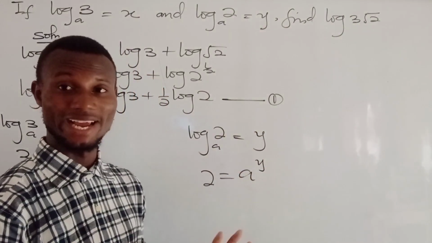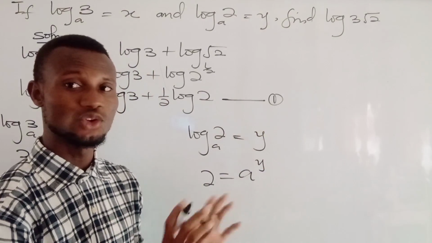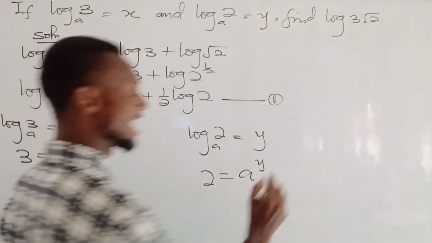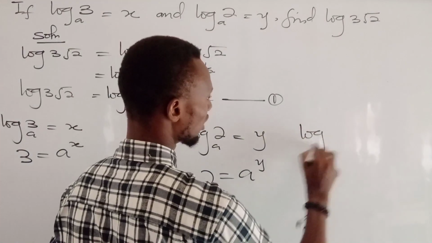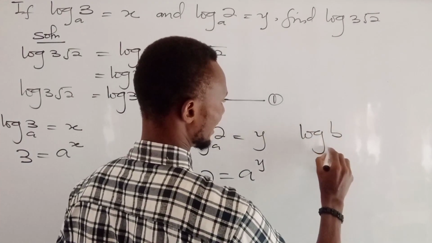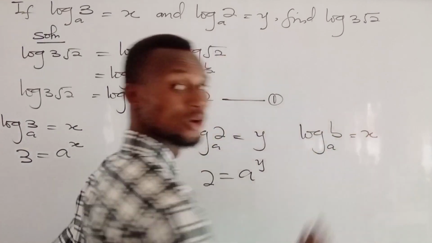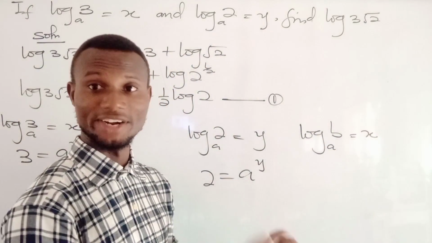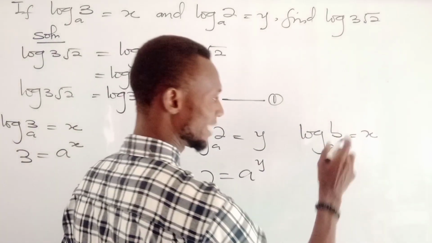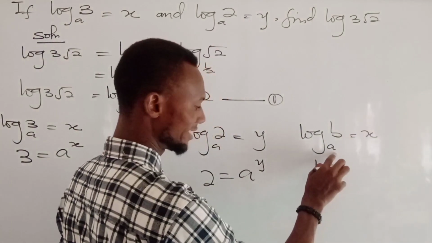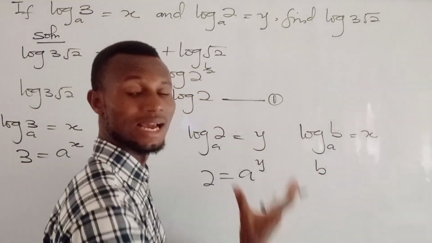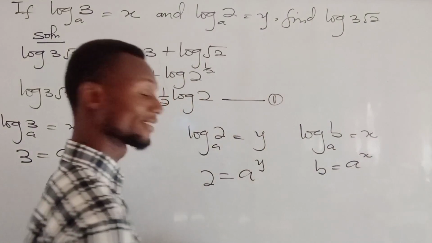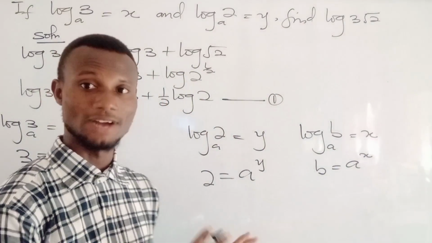I hope the explanation is clear up to this point. Let me use another example to explain it to you. Assuming I have log b to the base a equals s, and I want to write this in a way that there's no more logarithm sign in it. I'll maintain my b here, then this base a will come and carry this s as a power, so it's going to be a to the power s. I hope the explanation is clear enough up to this point.